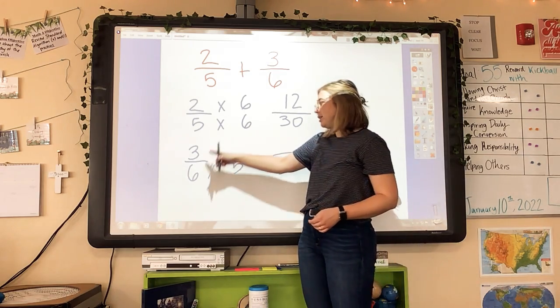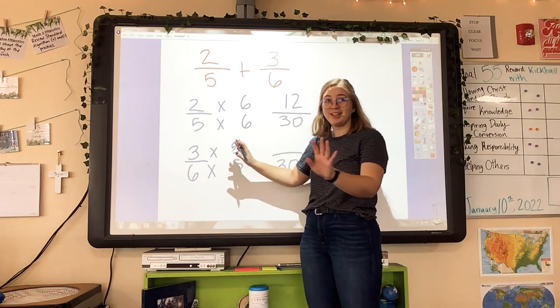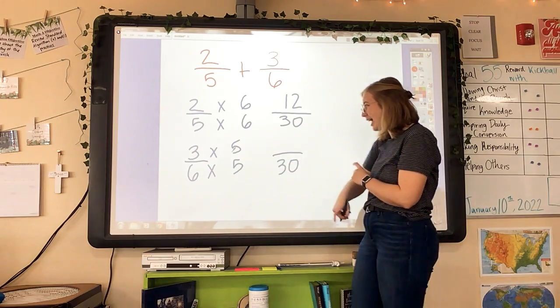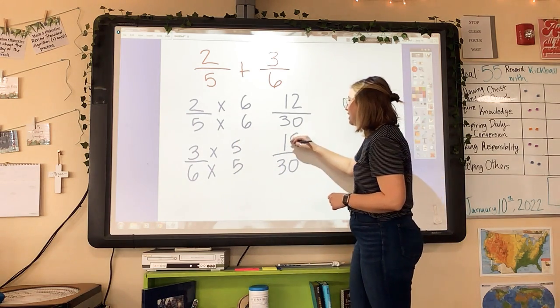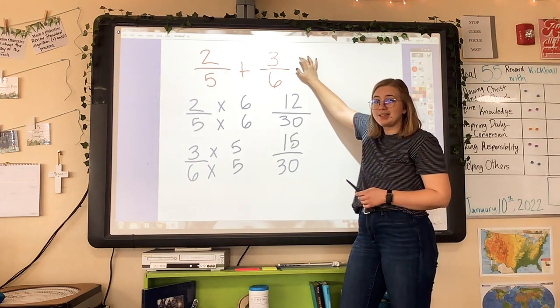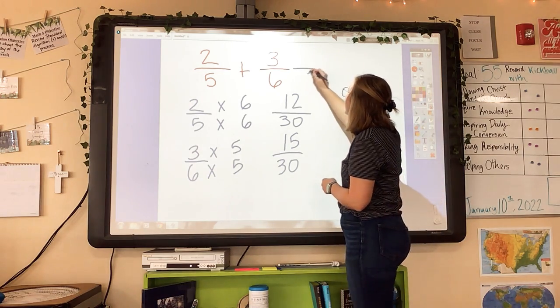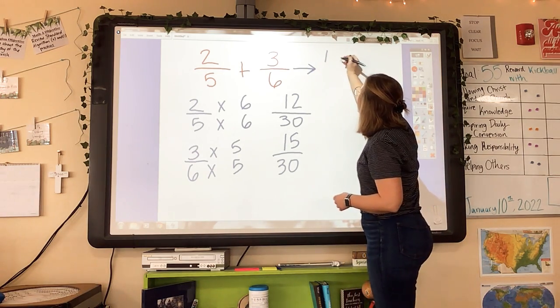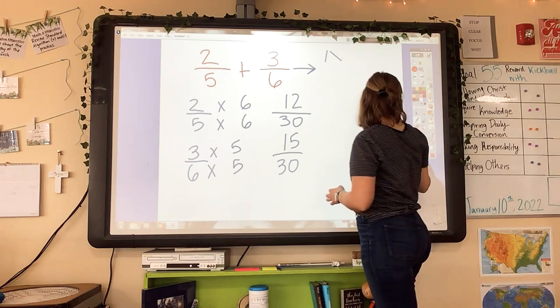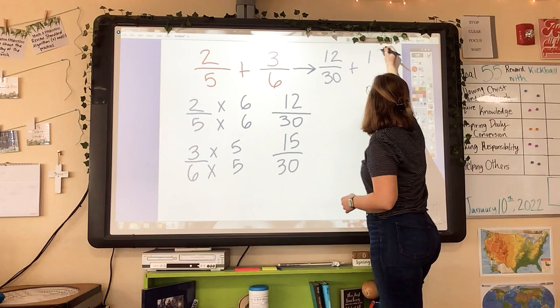Whatever I do on the bottom, I do on the top. So I multiply the top by 30. Not by 30, no. Multiply the top by 5. 3 times 5 is 15. So my new equivalent fraction for 3/6 is now 15/30. So my new addition sentence is 12/30 plus 15/30.